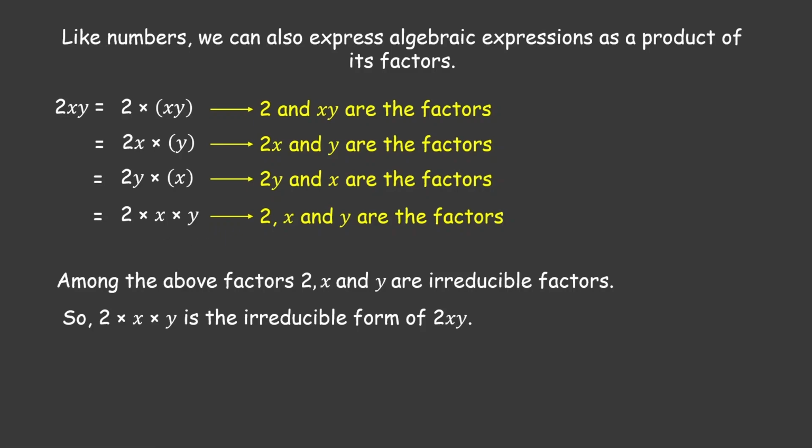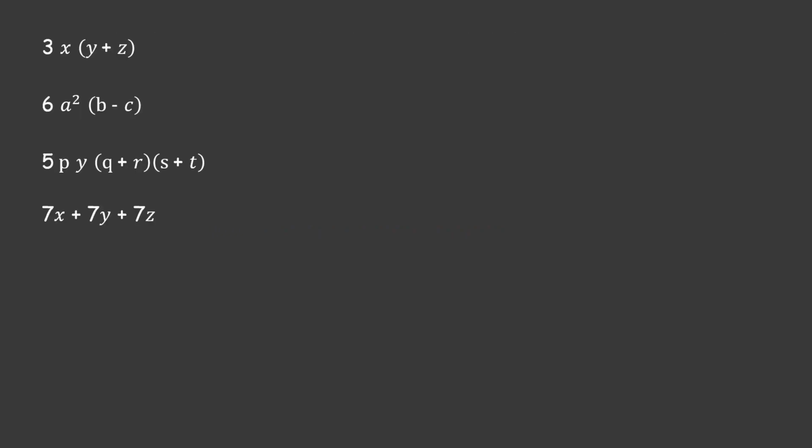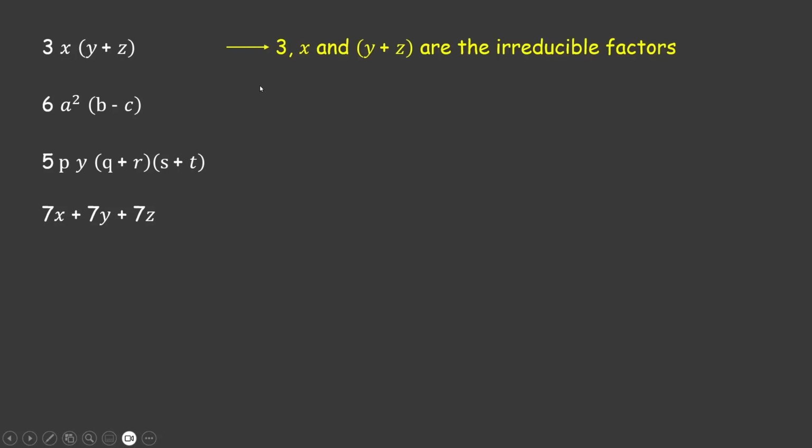Although 1 is a factor of 2xy, 1 is a factor of every term. So unless required, we do not write 1 separately. Let us look at some more expressions, and let's break them down into their factors. In this case, 3, x, and y plus z are the irreducible factors. We cannot further break down this term y plus z.